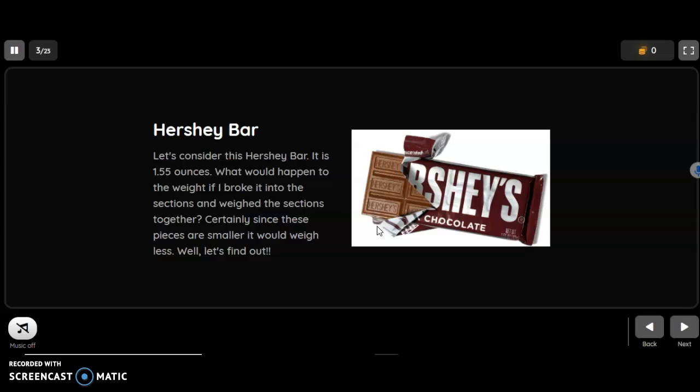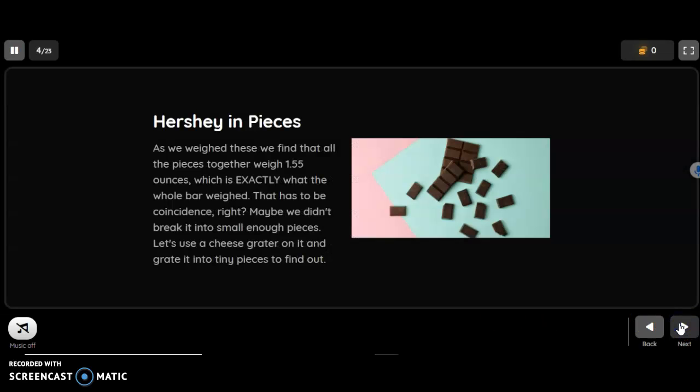And I thought, well, that's a pretty interesting way to think about it. Let's find out. Sure enough, when I broke the pieces apart and weighed them, they weighed exactly 1.55 ounces. We had not gained any chocolate. We had not lost any chocolate. It was the same amount of chocolate that was in the original bar.